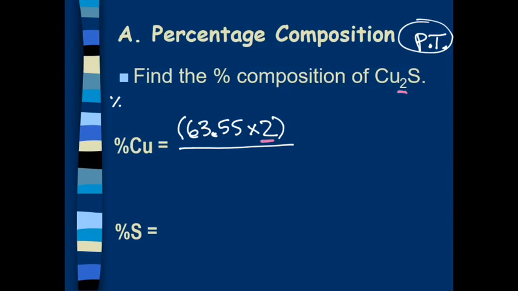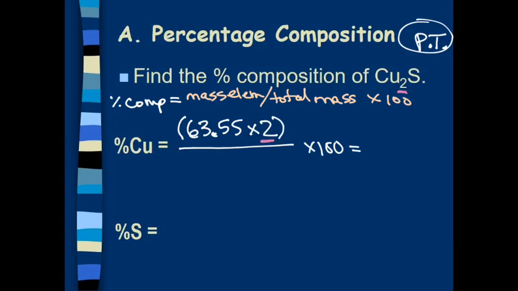Let me go ahead and refresh your memory here. So percent composition is equal to mass of the element divided by total mass of the compound times 100. We'll get the total mass in just a second. Let's skip on down to sulfur.